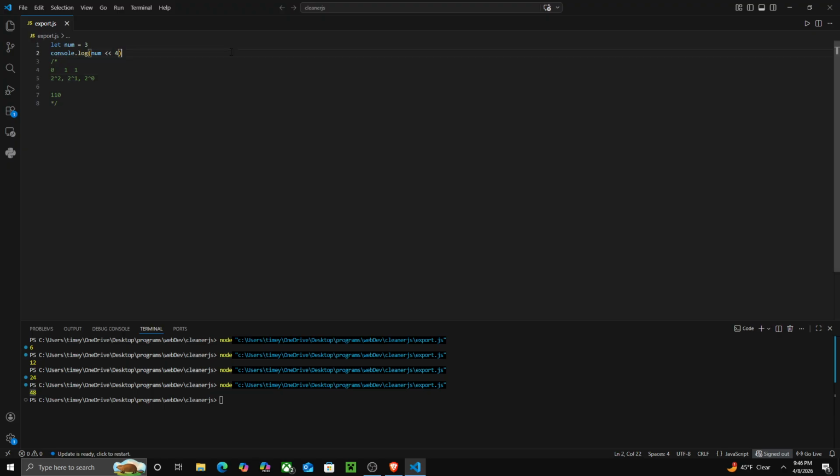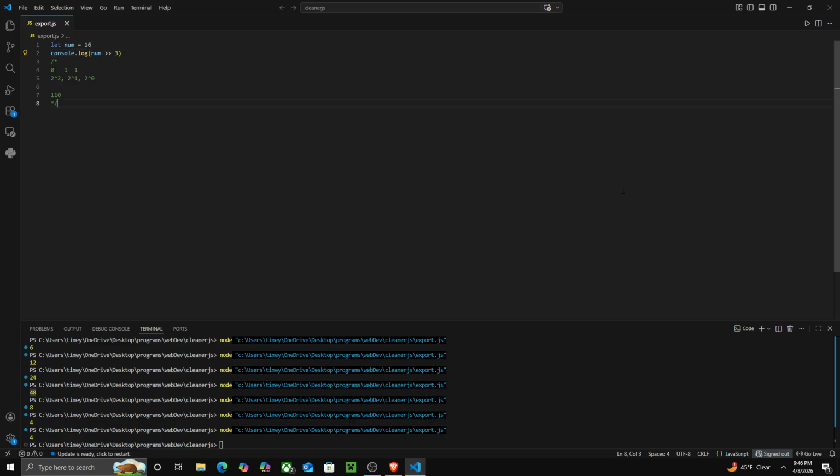Now you could probably guess that the opposite happens when you go to the right. This should be 8, 4, 2, and 1. So yeah, when you shift right, it does the opposite of shifting left.